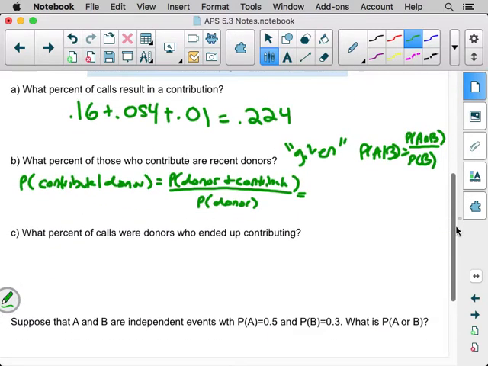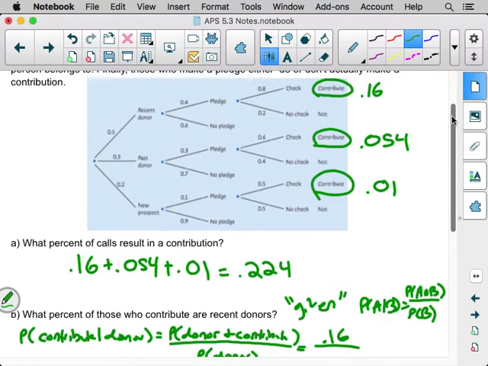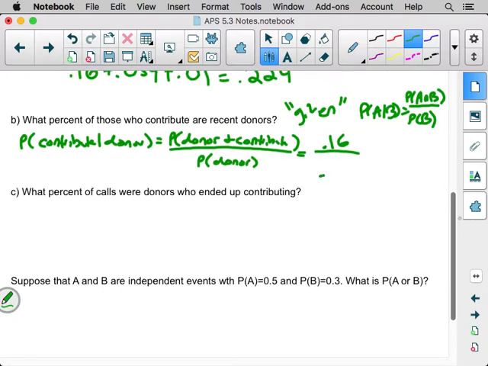0.16. What's the probability someone is a recent donor? 0.5. Isn't that already in the table? There's only one branch to represent being a recent donor, and it's 0.5. It's half of them. And if I'm doing good mental math, I think that should be 0.32. Somebody correct me if I'm wrong. Yeah? Perfect.